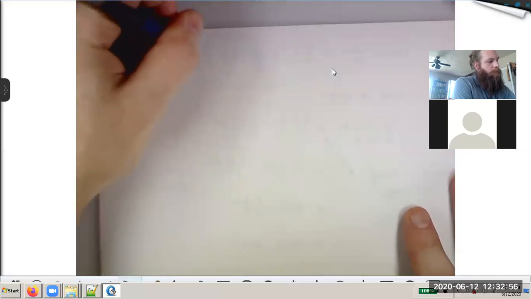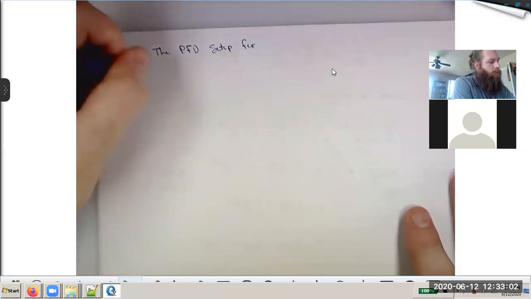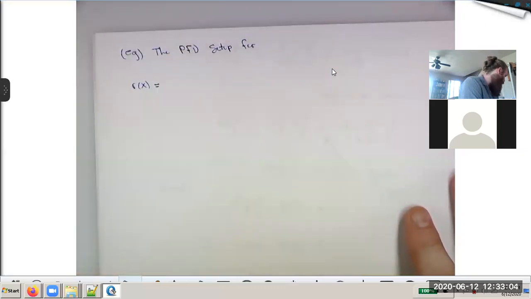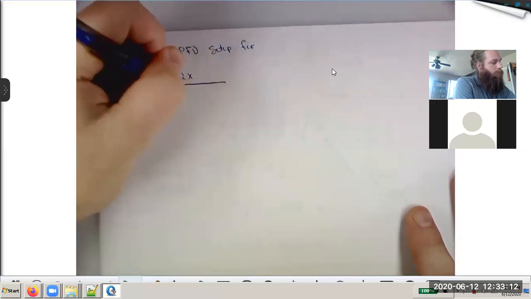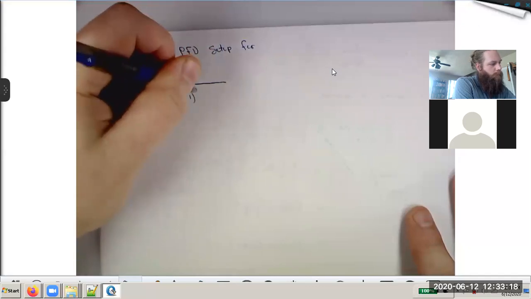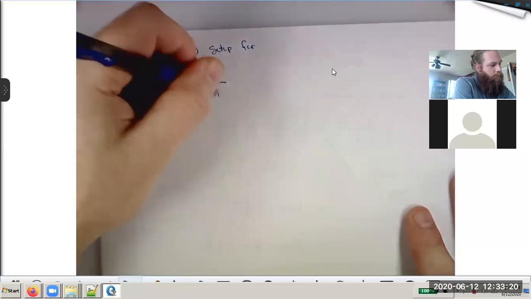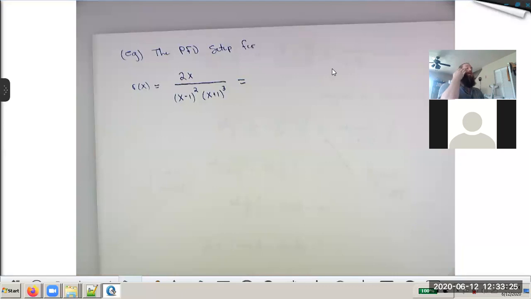The PFD setup for R of X equals, let's say, 2x over x minus 1 squared times x plus 1 cubed. If your denominator factored like that, then you have those repeated factors downstairs. The x minus 1 factor is repeated twice, and the x plus 1 factor is repeated 3 times.